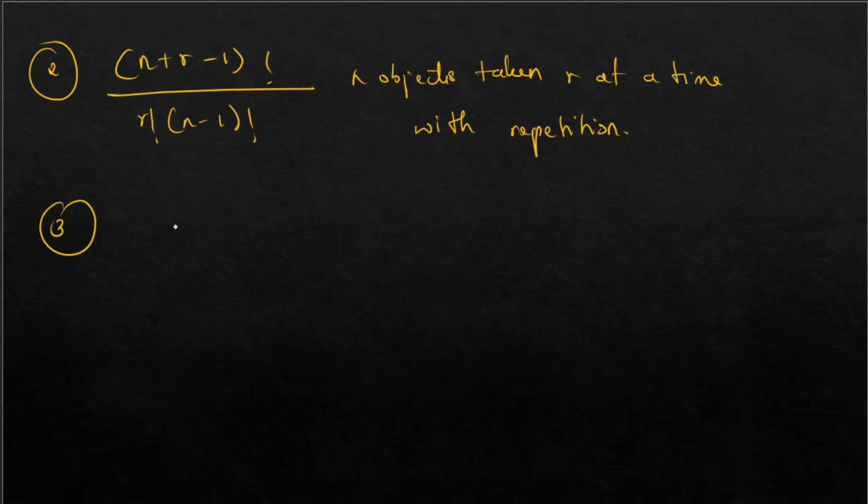Third is x1 plus x2 till xn equals r, where xi is greater than or equal to 0 and i is from 1 to n. This is the formula for the number of selections with repetition of size r from a collection of size n, and the number of ways r identical objects can be distributed among n distinct containers.